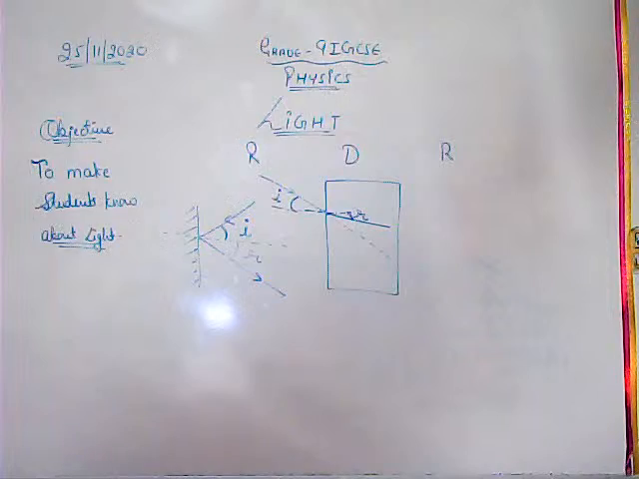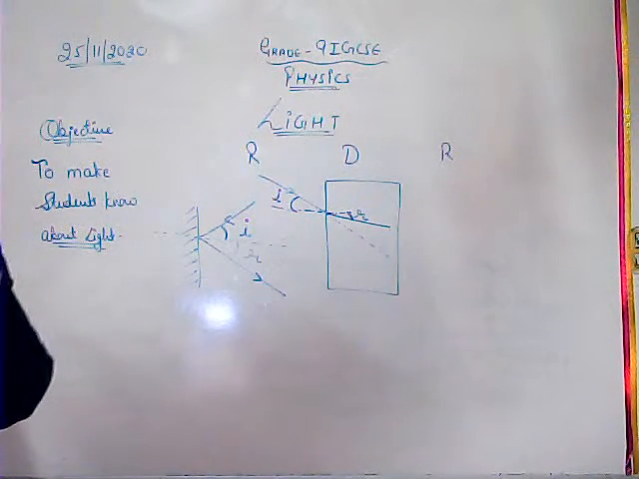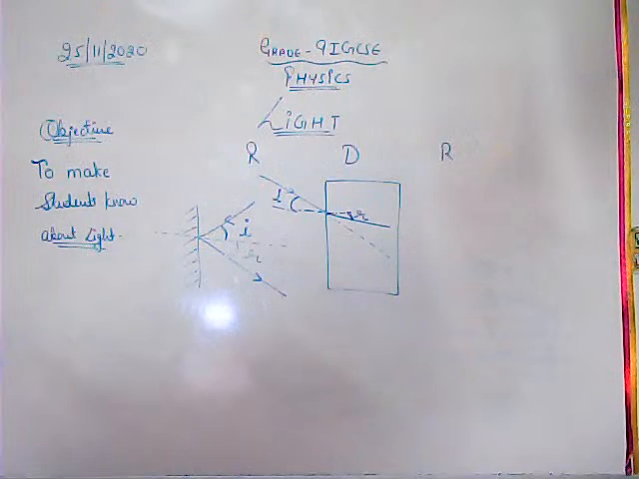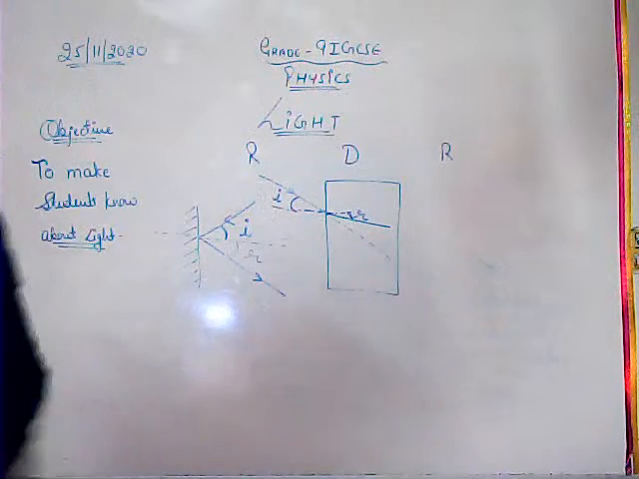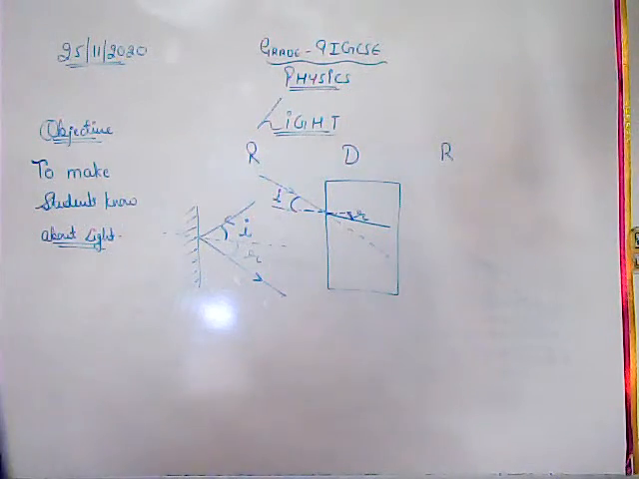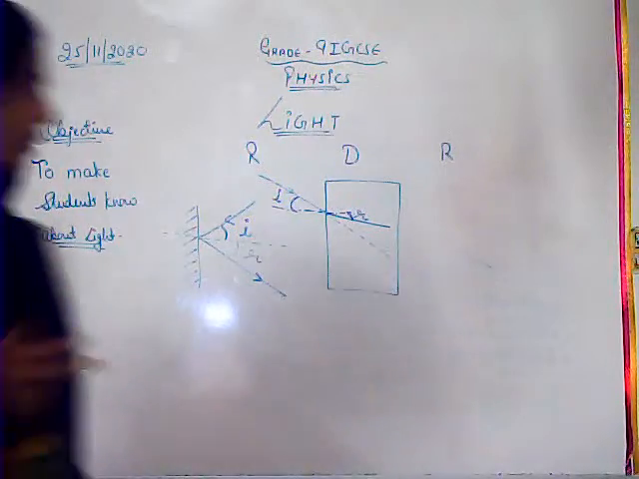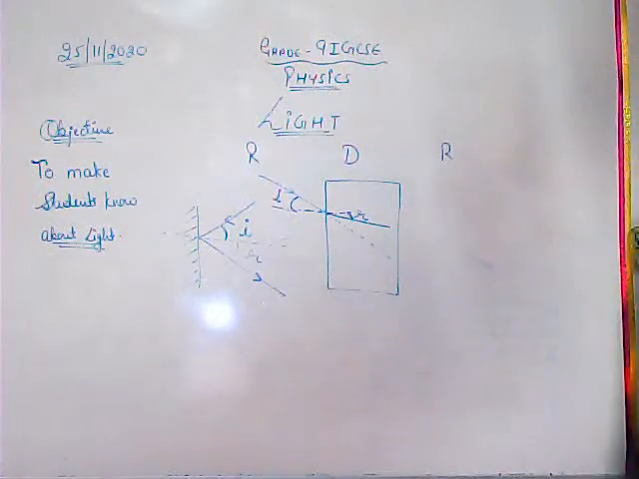Now we have the next topic, that is refractive index. We are left with no time. It is 2:27, no, 2:28. The class is going to end within 2 minutes, so I'm not going to start the next topic. We are going to have that in the next class.